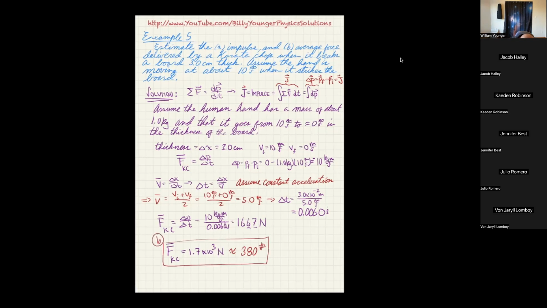And part A, we already answered. J, the impulse, is actually just the change in momentum, which was 10 kilogram meters per second. And that was a negative. Any questions on that one? No questions?